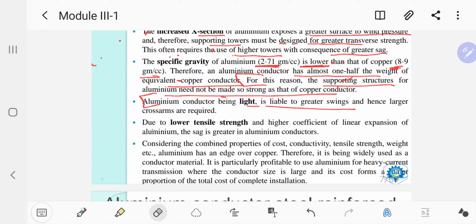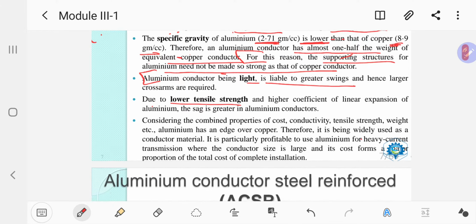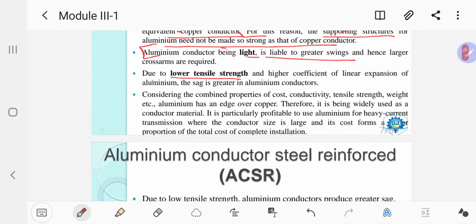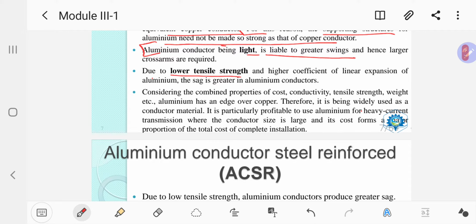Now the next one is lowest tensile strength. These properties are all with respect to the copper conductor. Due to the lower tensile strength and higher coefficient of linear expansion of aluminium, the sag is greater in the case of aluminium conductors. Due to climatic conditions and temperature variations, it has a linear expansion, due to which the sag also increases. It tries to hang even more.